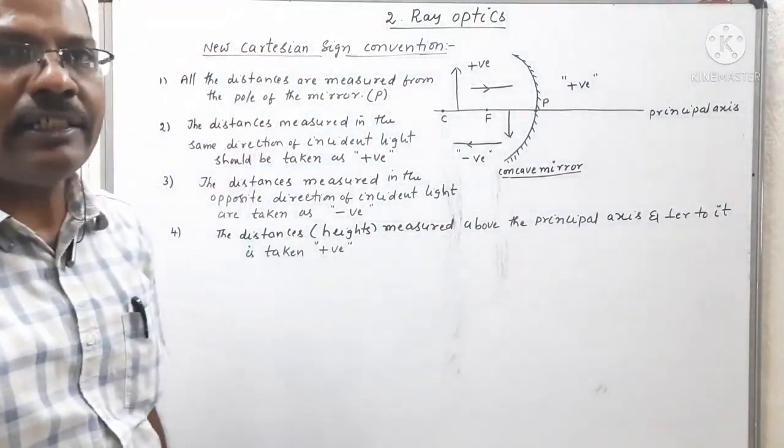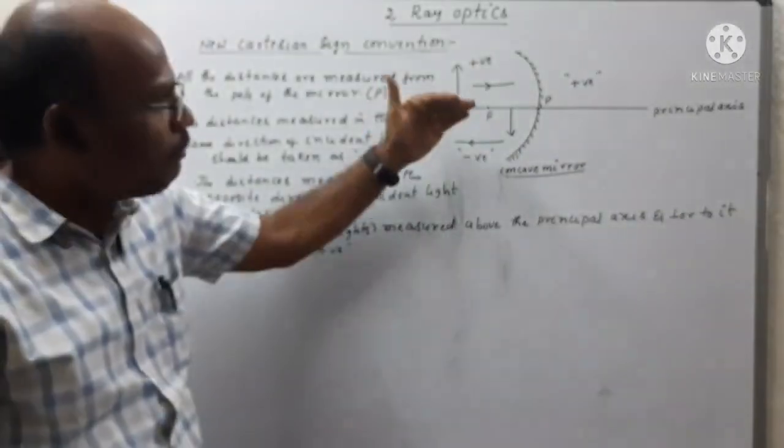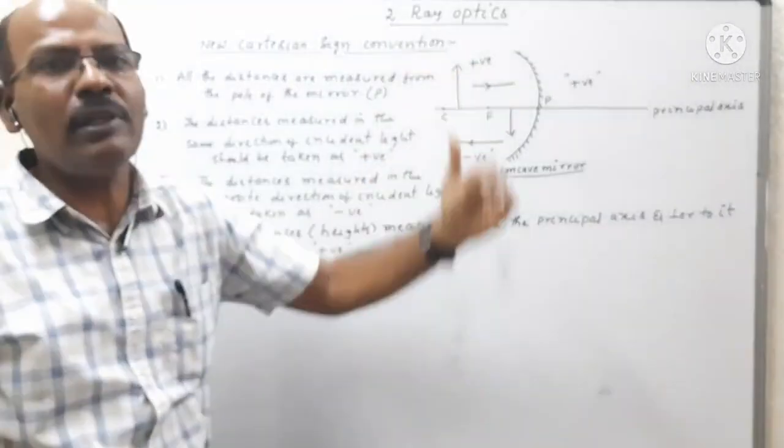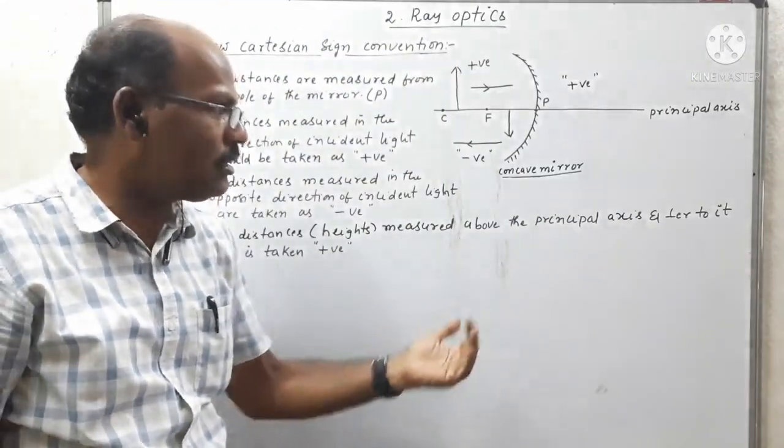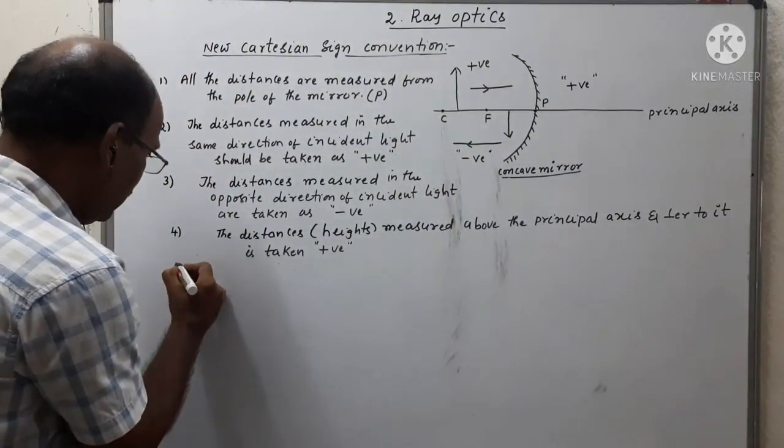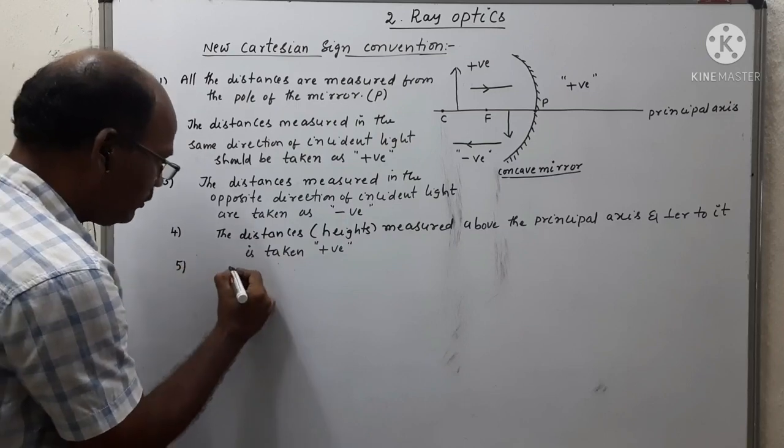Again, the heights or the distances below the principal axis and normal to its surface are always taken as negative. And the next one is, you can write the heights.